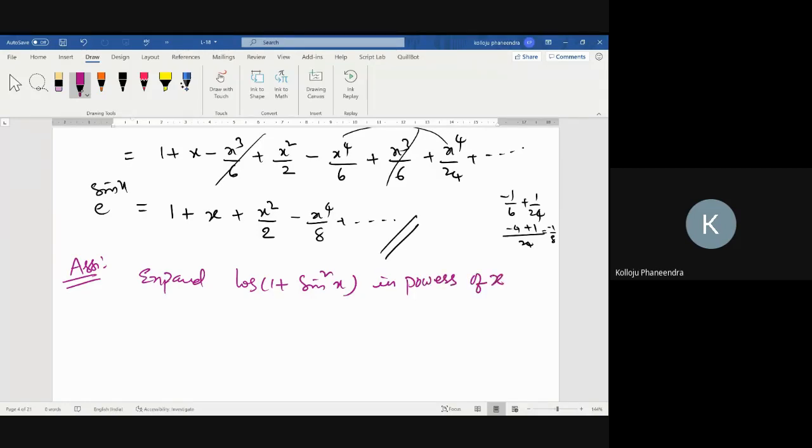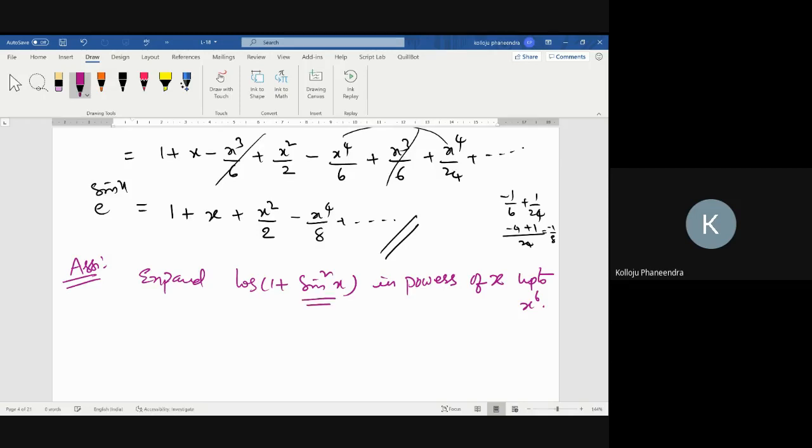In powers of x up to x power 6. Try this. Choice is yours. You find the derivatives. Another case is what?